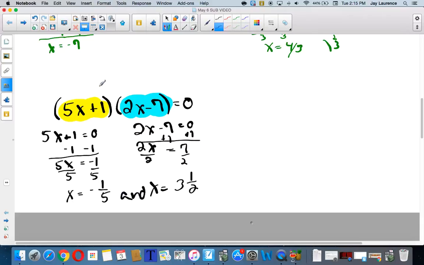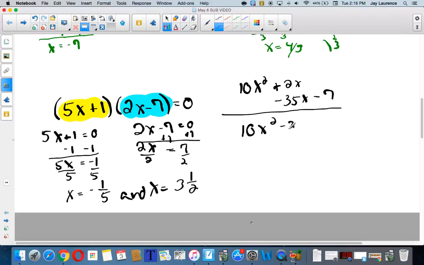If I were to double distribute these two quantities, I would get what? 10x squared plus 2x, minus 35x, minus 7, and if I combined like terms, I'd have 10x squared minus 33x minus 7 equals 0. If I were to plug in either 3.5 or negative 1/5 into this polynomial, I guarantee you will get 0 out. Feel free to check it, okay?